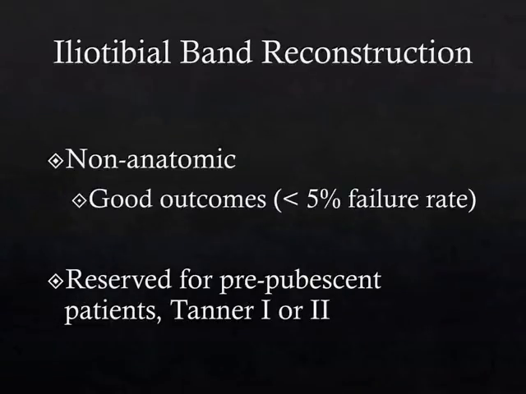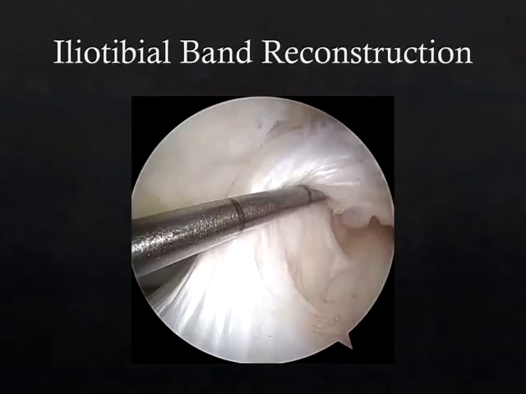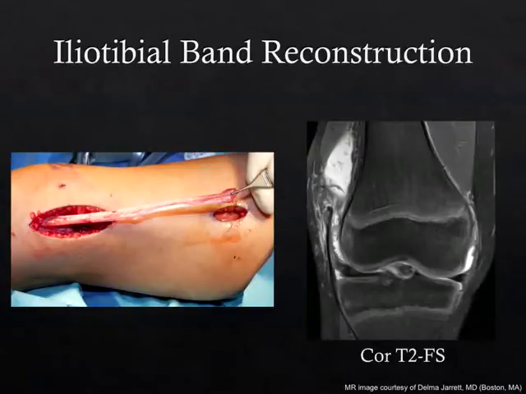However, given that it's non-anatomic, it's typically reserved for prepubescent patients, so Tanner stage 1 or 2, very young kids who may have reasons that they can't get the epiphyseal reconstruction that I'll talk about in a second. So this was a 6-year-old girl who had a partial ACL tear. It was insufficient clinically, so what they do is harvest about 15 centimeters of the iliotibial band. You can see on the MRI that it remains attached to Gerdy's tubercle laterally.